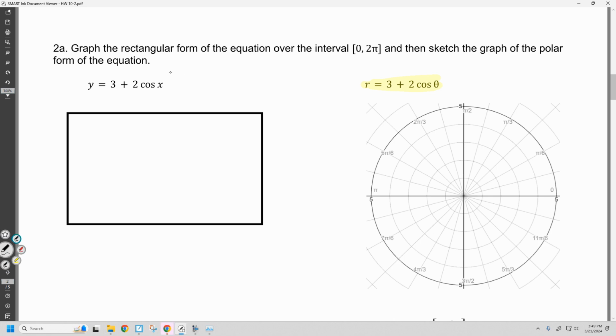Remember unit 7? Remember graphing y equals 3 plus 2 cos x? Remember graphing it in the rectangular box where you're graphing a period and you had your vertical shifts and all your amplitude adjustments, your vertical dilations, your horizontal shifts. Could you do that for me? Can you show me that you remember how to do that?